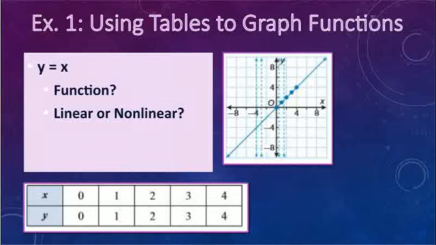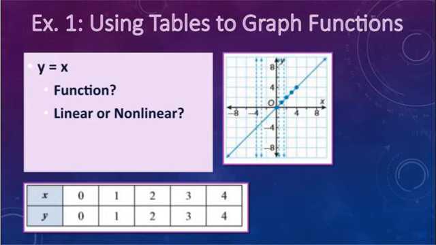Using tables to graph. Before you do some graphing, you usually start off with a table to get used to graphing and to see where we get our points. So here, if we have y equals x, you choose any x values, because x is your independent variable and y is your dependent variable, because it's dependent on whatever x is. If we put a bunch of x's in, it's going to give us a y on the outside.